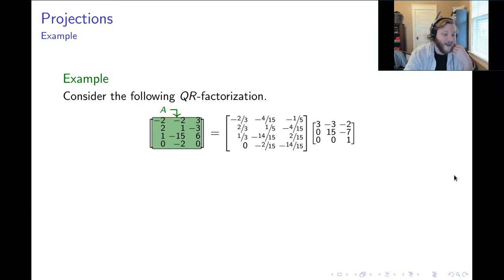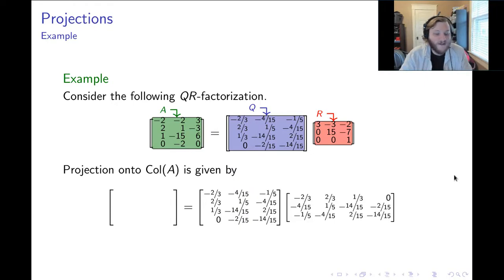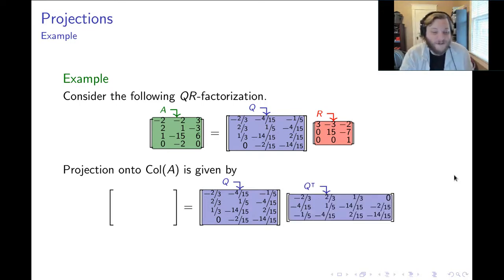Here I have a 4x3 matrix A factored as Q times R. So again, by saying this is a QR factorization, what I'm implicitly telling you is that the columns of Q here are orthonormal, meaning that Q transpose times Q is the identity matrix. Let's say that I wanted to find the projection onto the column space of A. What our theorem is telling us is that the projection onto the column space of A is given by multiplying Q times its transpose on the right.